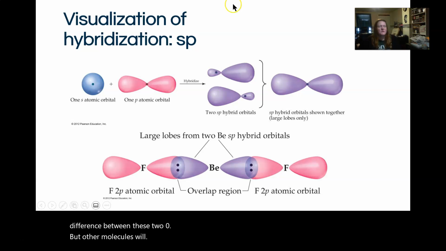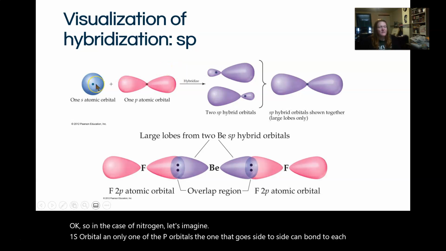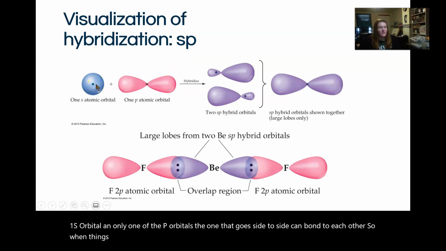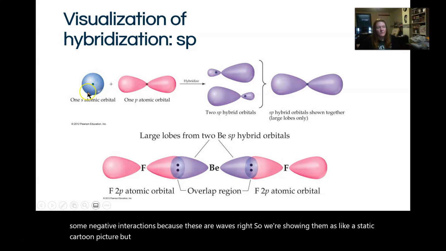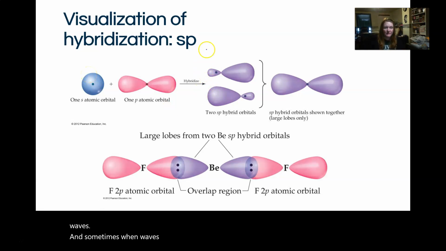Okay, so in the case of nitrogen, let's imagine one s orbital and only one of the p orbitals, the one that goes side to side, can bond to each other. So when things hybridize, when we do that math, you actually get some positive interactions and some negative interactions, because these are waves, right? So we're showing them as like a static cartoon picture. But remember, all the things we learned in chapter 6 still apply. These are waves. And sometimes when waves overlap, they do it constructively.